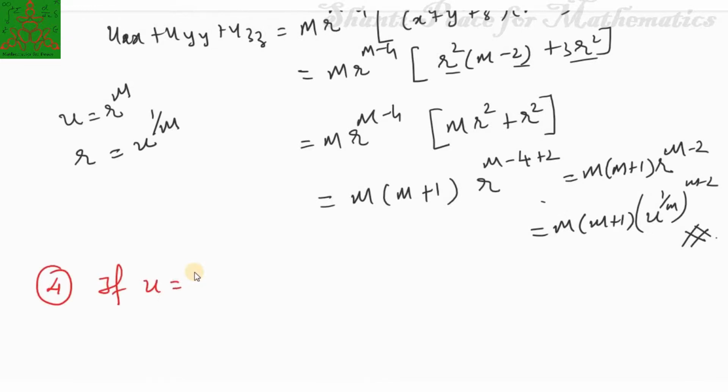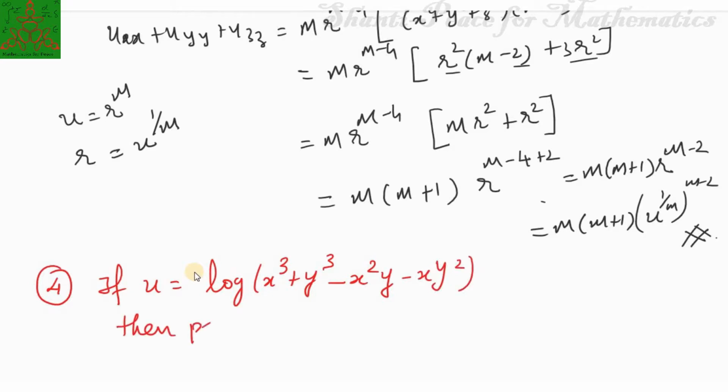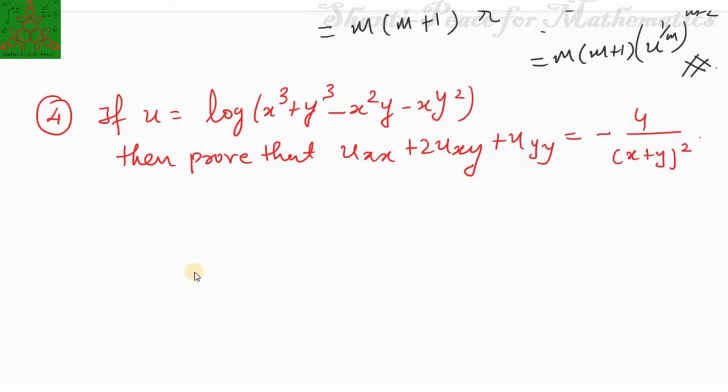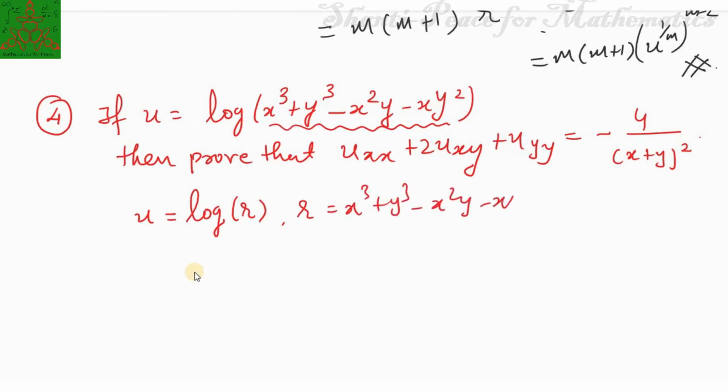If u is equal to log of (x cube plus y cube minus x square y minus x y square), then prove that u_xx plus 2 u_xy plus u_yy is equal to minus 4 upon (x plus y) whole square. So here what is the situation? If you consider this as some function, let's say r, then you will have log of r, where r is x cube plus y cube minus x square y minus x y square.